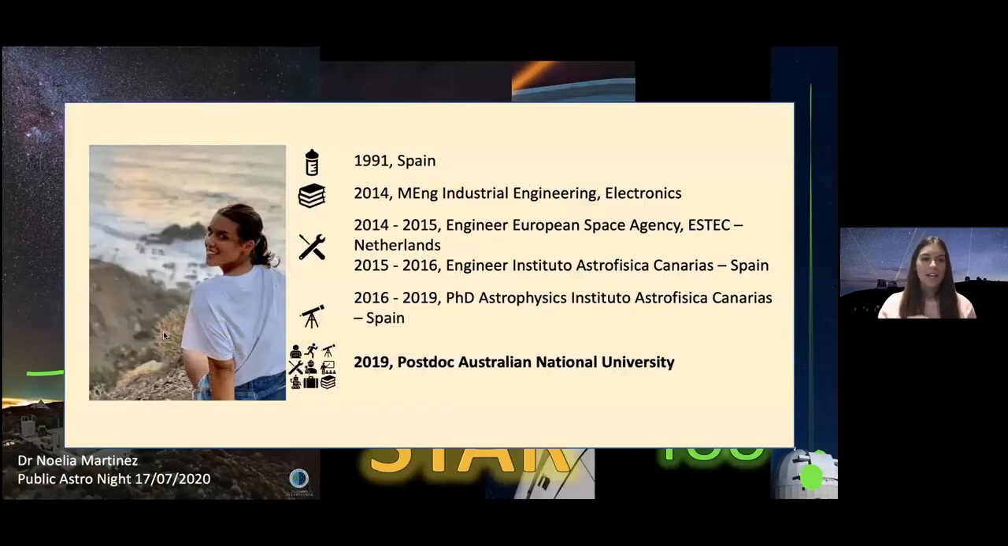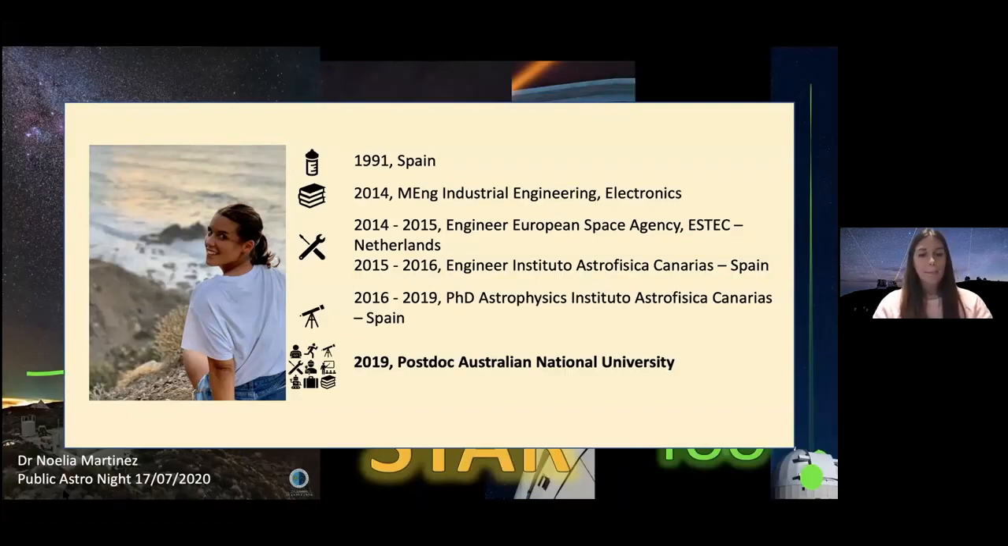So this is me. I was born in Spain 29 years ago. I studied industrial engineering. My specialty was electronics, and I got 2 professional positions as an engineer, first in the European Space Agency in the Netherlands, and then in the Astrophysics Institute in the Canary Islands in Spain. In 2016, I started my PhD in astrophysics instrumentation, so just building something. I finished October last year, right before moving to Australia to become a postdoc here at the ANU.